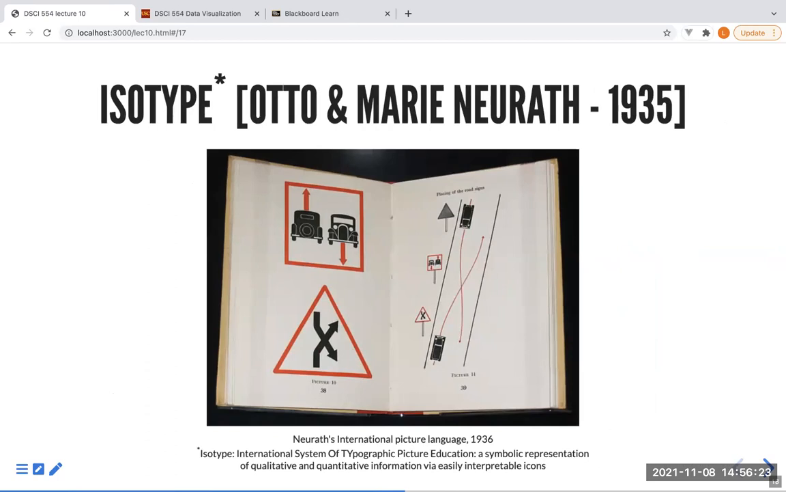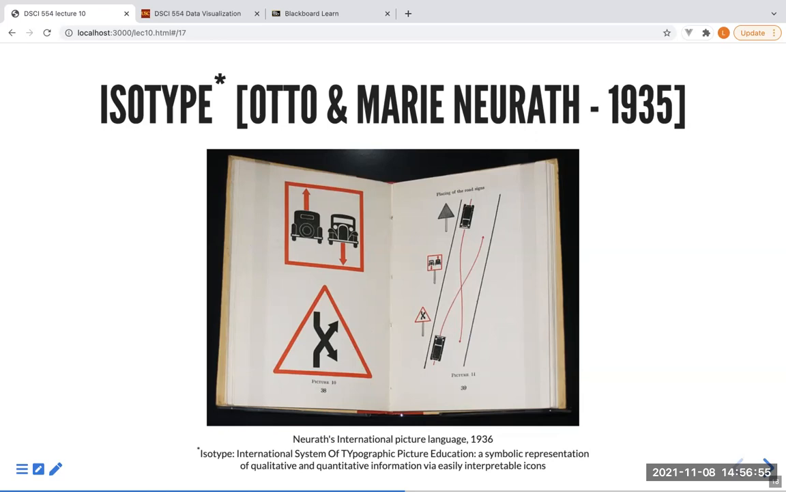So these icons didn't appear just with the web. They were there a long time prior to that. One source of it is probably Otto and Marie Neurath in 1935, who started creating this idea of symbols that everybody can understand.